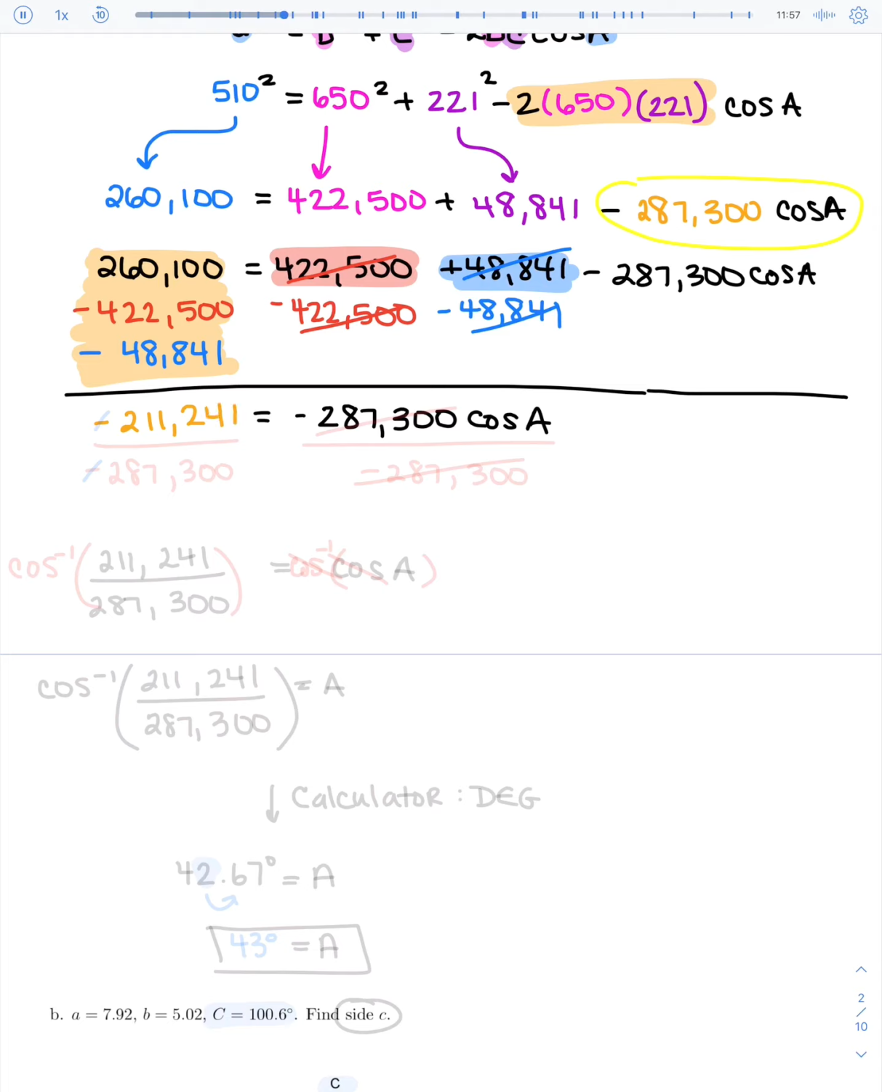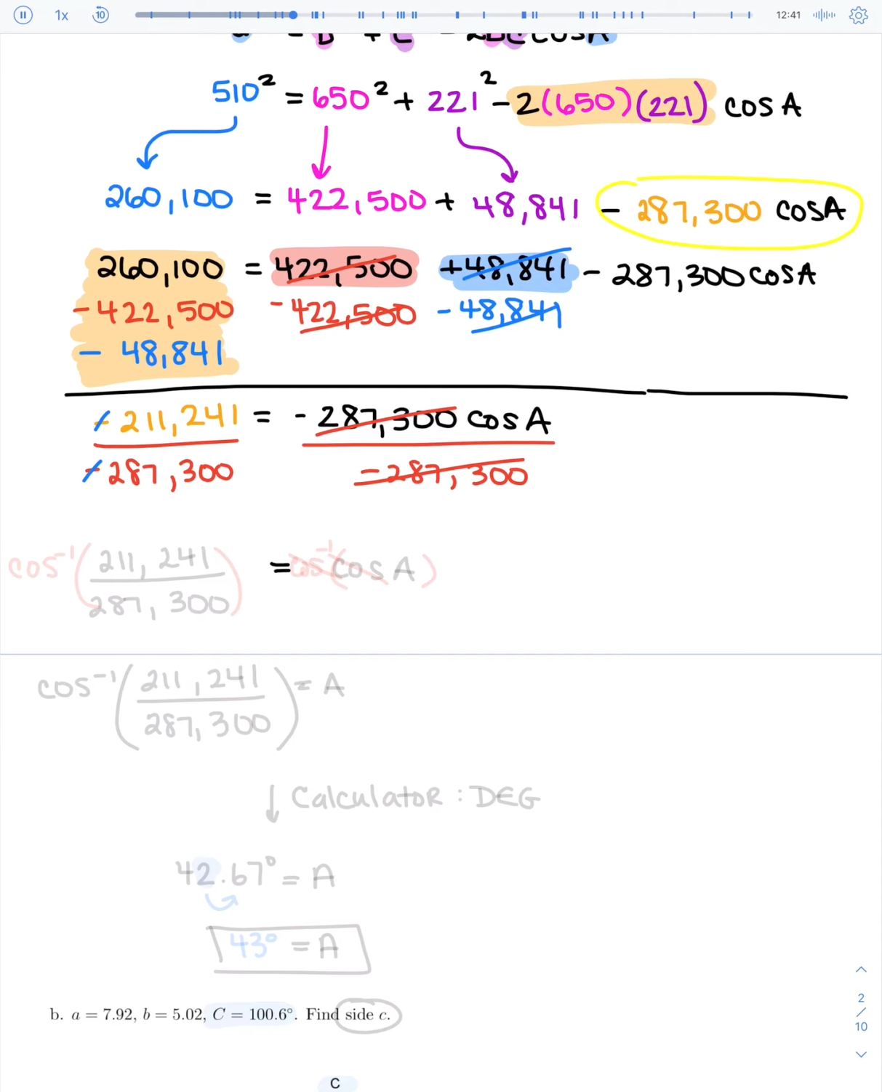What we get when we subtract all those values is a negative 211,241. Now the last thing that we can do is divide both sides by what's in front of the cosine here to get the cosine by itself. So we'll divide both sides by a negative 287,300. Notice we're dividing because it's actually multiplied by or attached to the cosine. Remember that a negative divided by a negative is a positive, so those two negatives will cancel. However, I really wouldn't do much with the fraction. We don't want to round or anything. It'll throw off our answers until the very last moment. So let's keep going along.